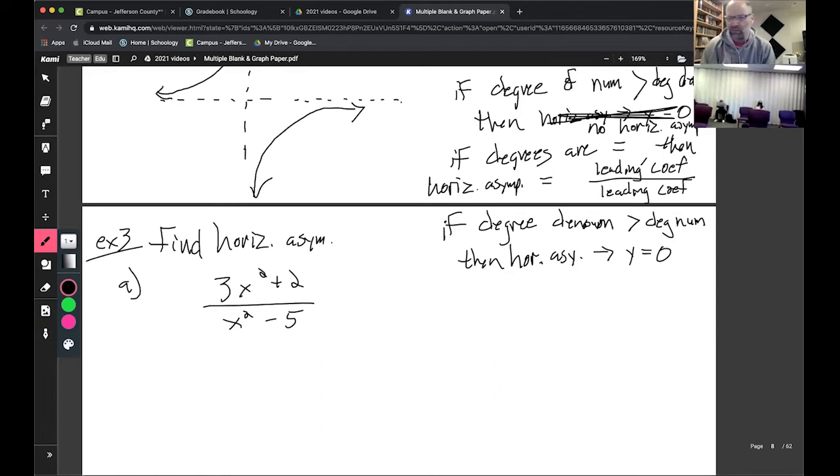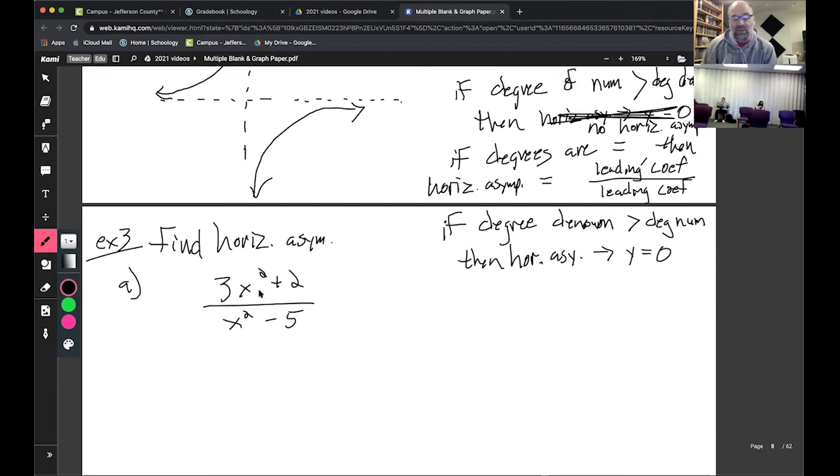All right, so there's 3 different scenarios: where the degrees are equal, where the numerator degree is bigger than the denominator degree, and where the numerator degree is less than the denominator degree. Which scenario is this? Well, they both have a degree of 2. So remember, you're just looking at the biggest exponent on top and the biggest exponent on the bottom. That's the simplest way to put it, but if you have more than one variable, then you can't do that.